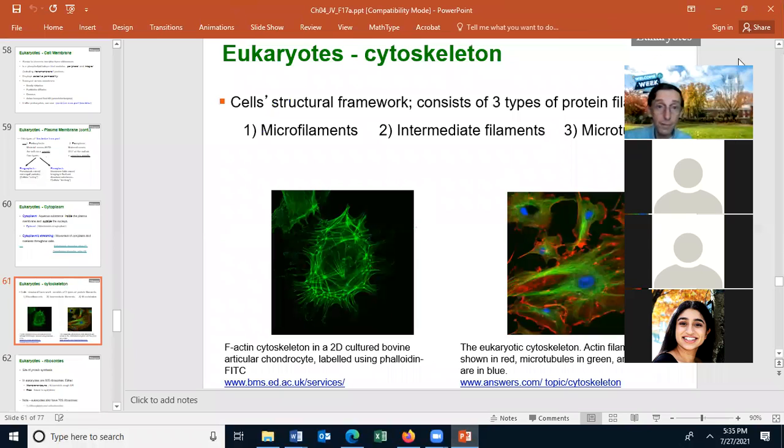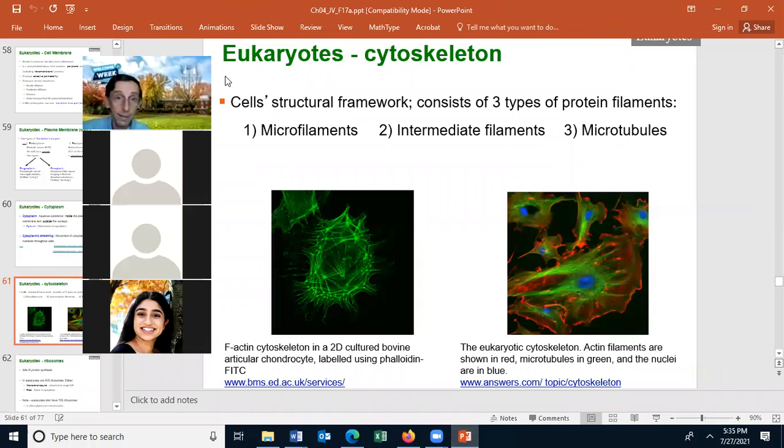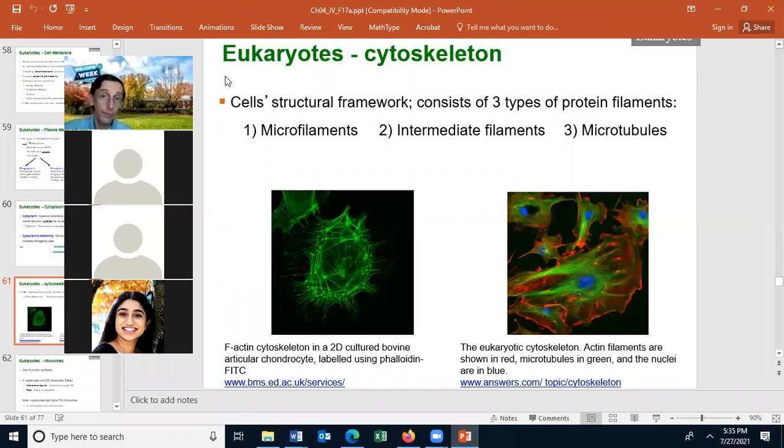All right, we mentioned a little bit about the cytoskeleton. It's the cell structural framework, and it consists of 3 types of protein filaments. They make the backbone of the cell. And what they are is just proteins running in the cytoplasm, connecting various parts of the cell, or I should say anchoring various parts of the cell.